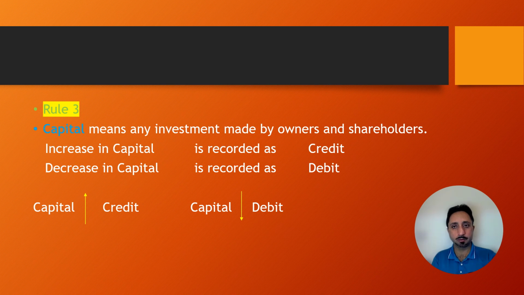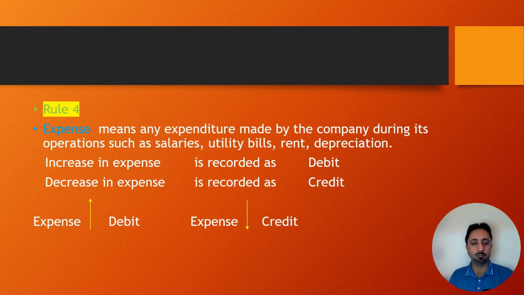Rule number 4 says when there is increase in expenses, it has to be debited, and when there is decrease in expenses, it has to be credited. Now this rule number 4 is similar to rule number 1, where increase in asset has to be debited, and decrease in asset has to be credited. Likewise, increase in expenses is debited, decrease in expenses is credited.